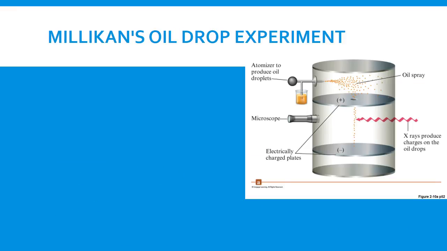Robert Millikan, an American physicist, conducted experiments to determine the quantity of an electron's charge. He suspended negatively charged oil droplets between two charged plates. So here we have our charged plates. He introduced oil droplets by using an atomizer to make them very small, and there was a tiny hole at the top plate where these droplets were able to fall through. He used X-rays to charge the oil droplets, and he viewed them through this microscope here.